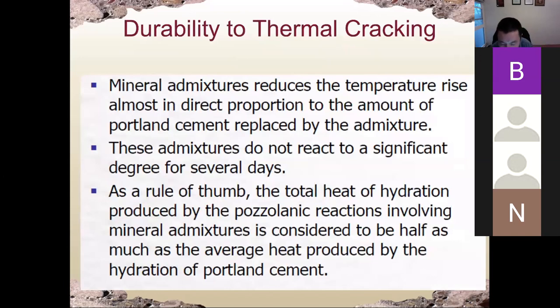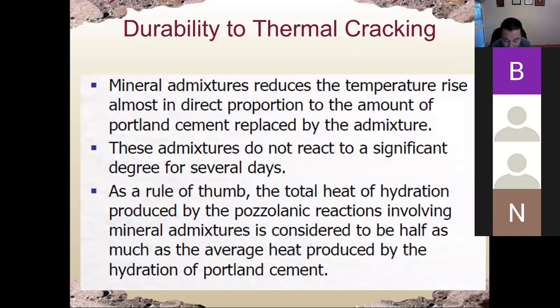Then let's look at durability. So durability to thermal cracking. When concrete cracks due to high temperature, it will reduce durability because when concrete cracks, the harmful chemicals will get into the concrete to cause damage more easily.